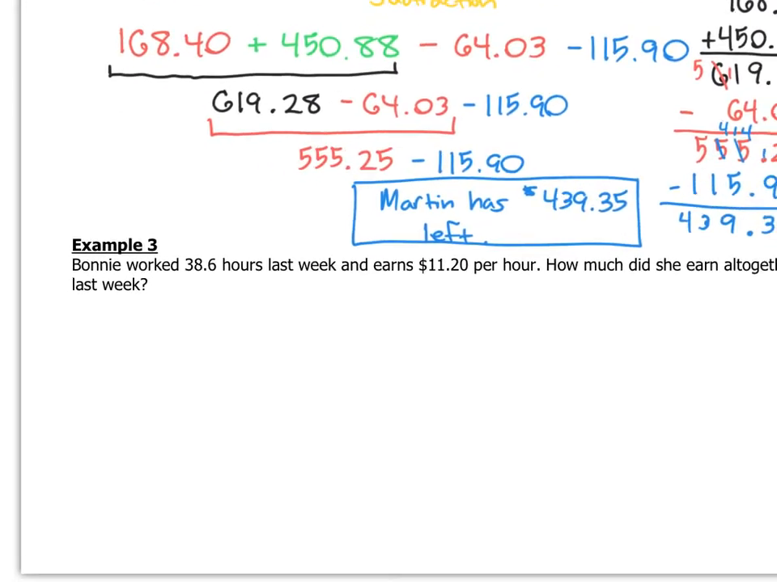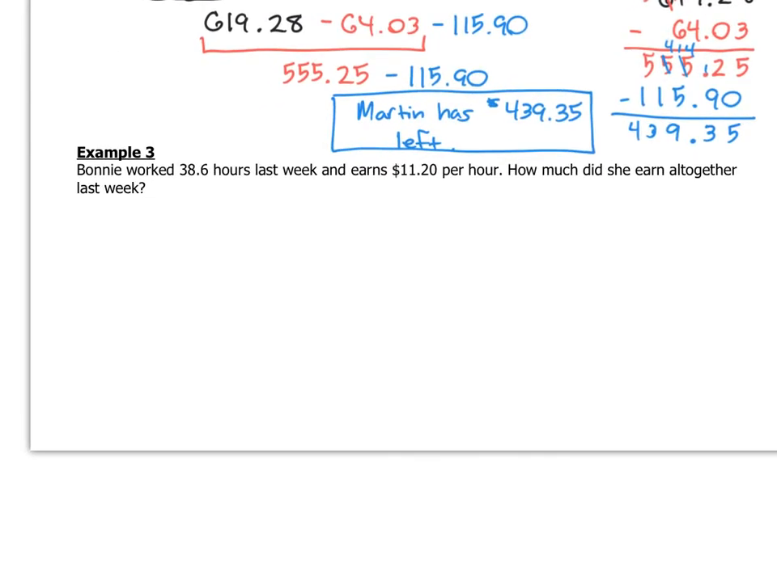Okay, moving on to number 3. This problem says that Bonnie worked 38.6 hours last week and earns $11.20 per hour. How much did she earn altogether last week? Well, remember for the first problem, I told you anytime we're trying to find a total, which is what we're trying to find here, that word altogether means we're trying to find a total. It means that you're either going to be adding or you're going to be multiplying. Well, in this case, this is going to be a multiplication problem.